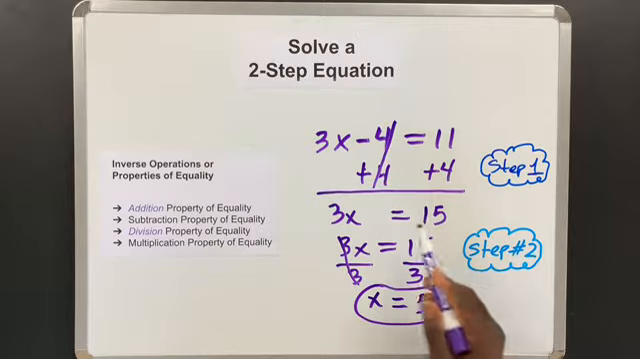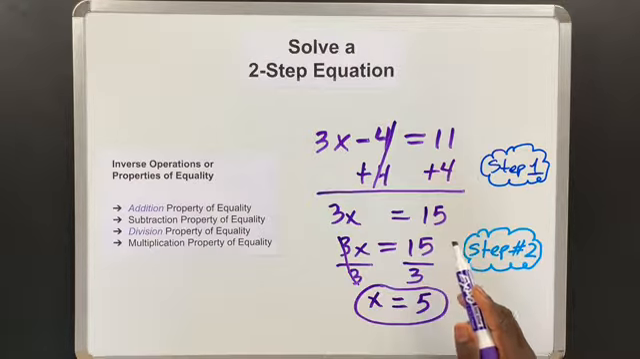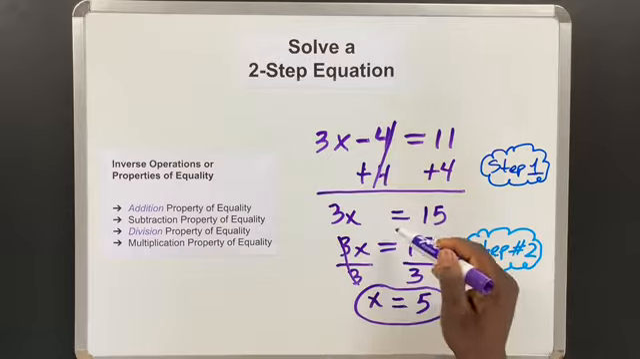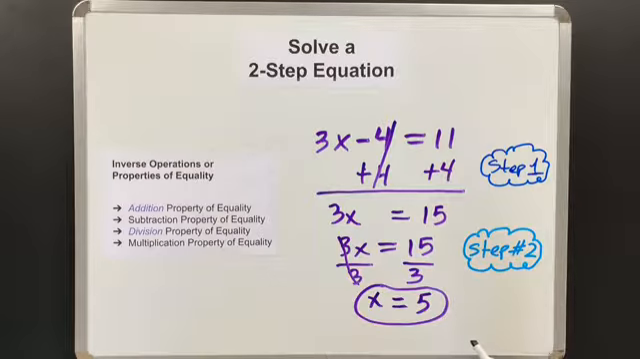So quick review, we added 4 to both sides of the equation, brought down 3 times x equals 15. I rewrote that 3 times x equals 15 to make step 2 explicit. We divided both sides of the equation by 3. That's division property of equality, x equals 5.